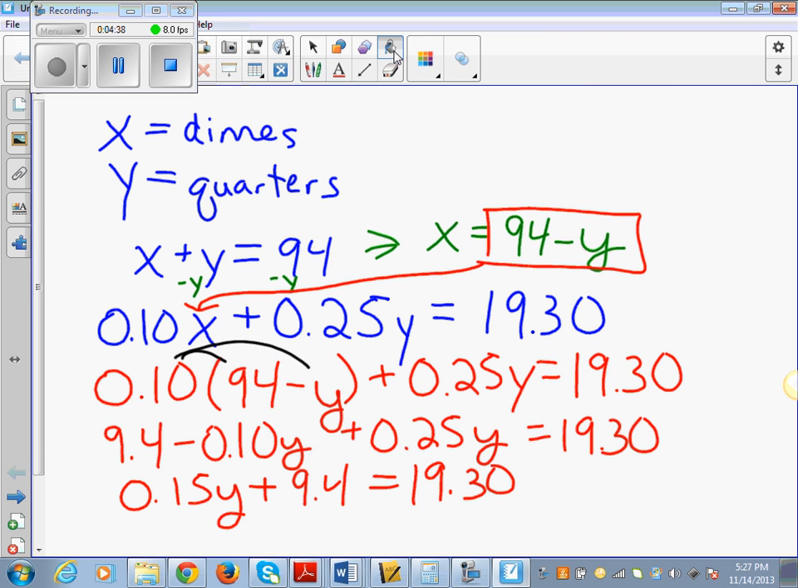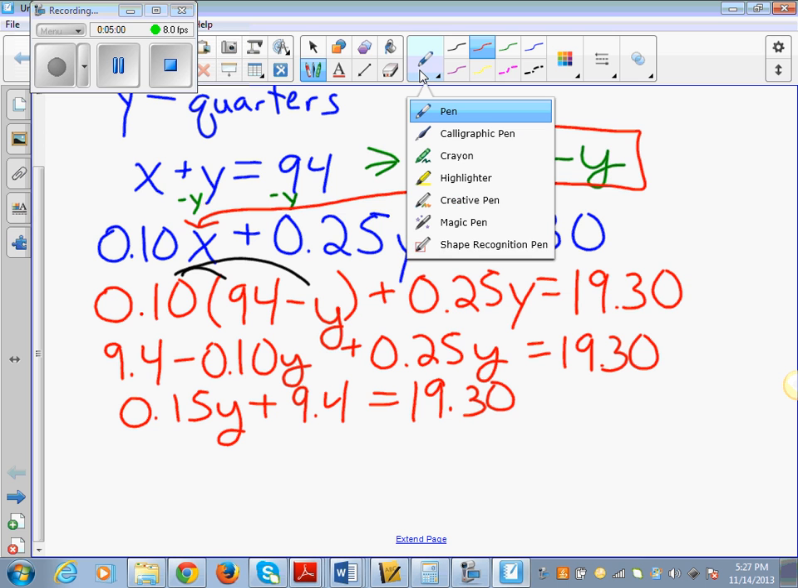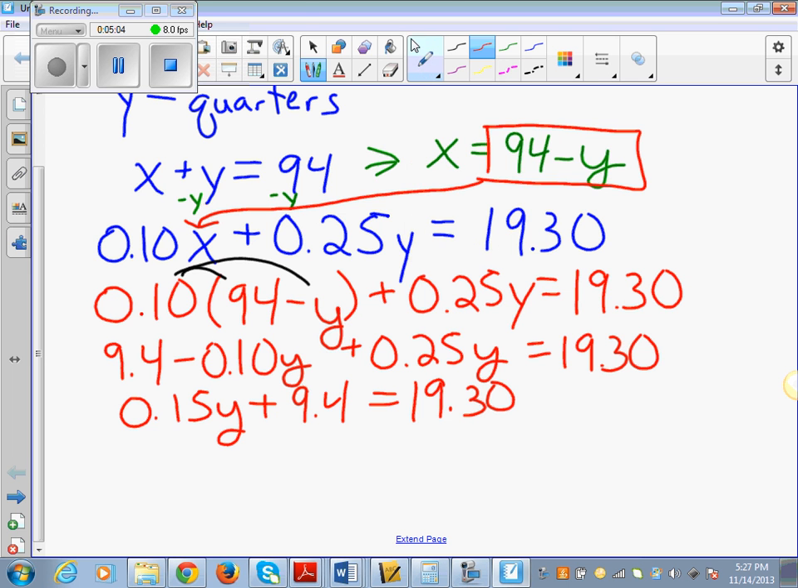Now let's see if I can zoom out. Maybe not. Oh, yes. We can scroll down here. Ignore that. Okay. All right, so the smartboard might be smarter than I am.